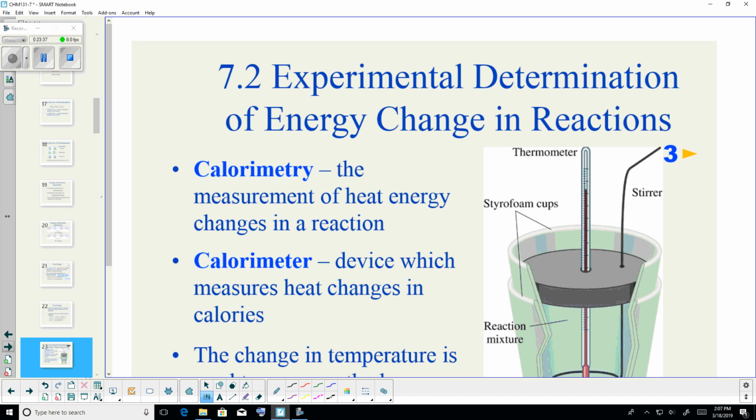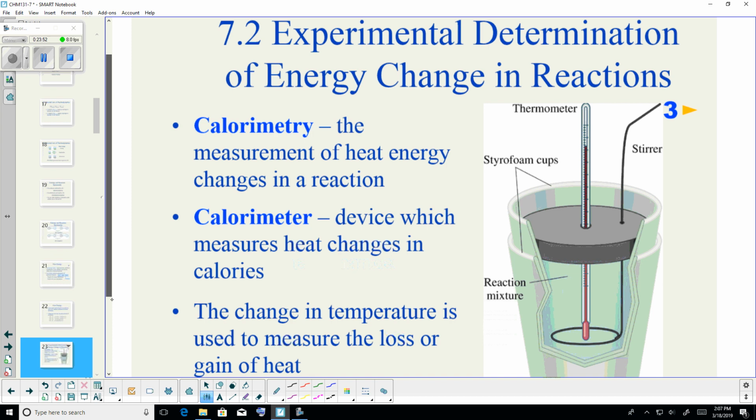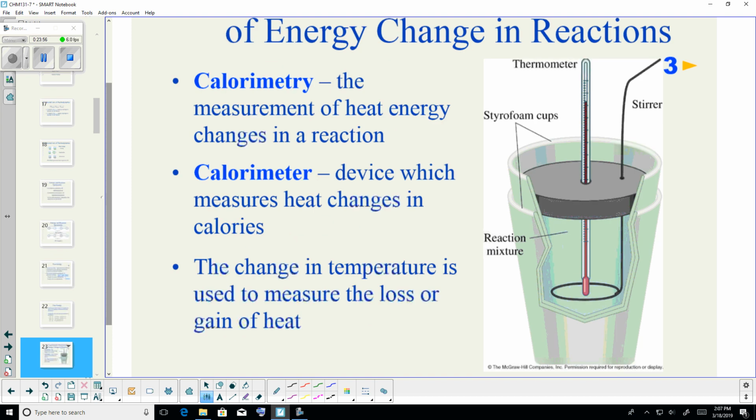How do we determine energy change? Calorimetry is the measure of heat energy changes in a reaction. So a calorimeter is a device which measures heat changes in calories. The change in temperature is used to measure the loss or gain of heat.